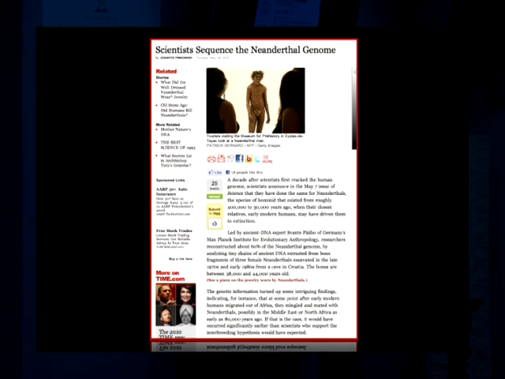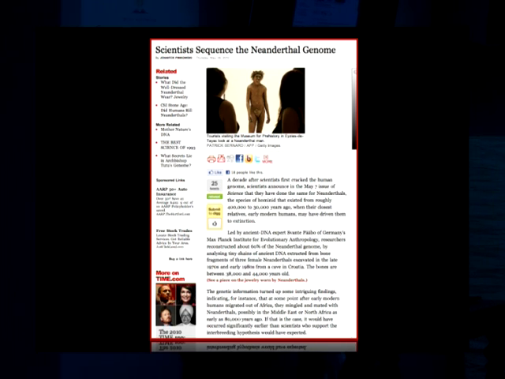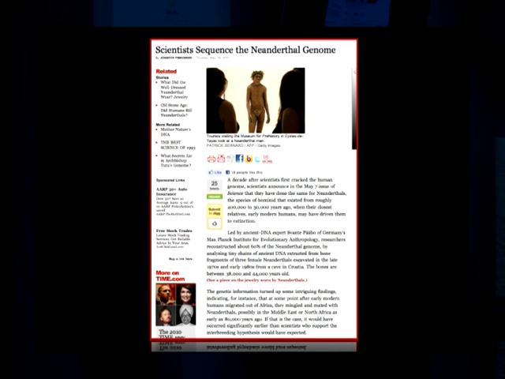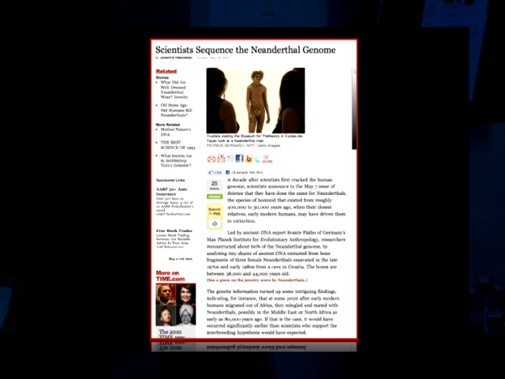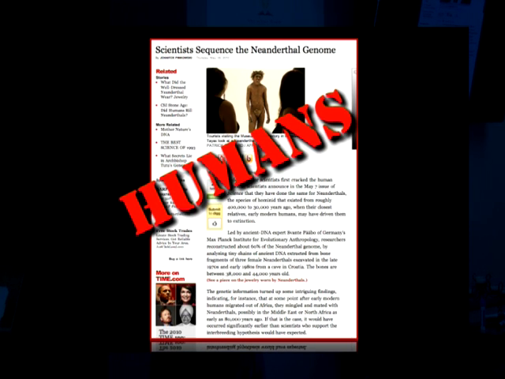In fact, it says, if you go down here to the bottom, genetic information turned up some intriguing findings that at some point, after early humans migrated out of Africa, they mingled and mated with Neanderthals. In other words, the conclusion of the article is, when you look at Neanderthal DNA and you look at human DNA, we're so similar that they say we must have mated with them. Folks, Neanderthals are just humans.